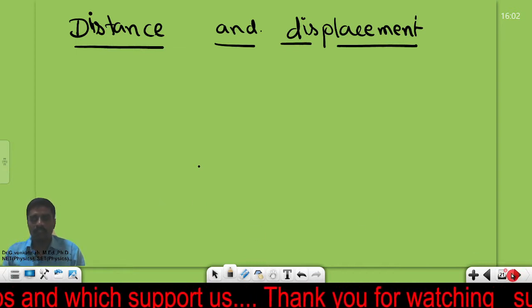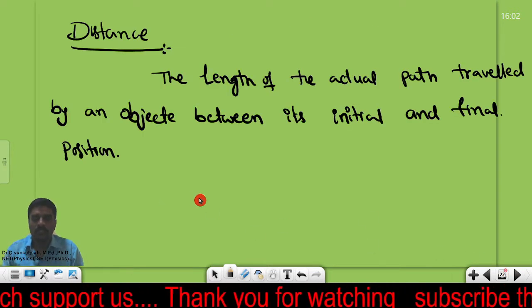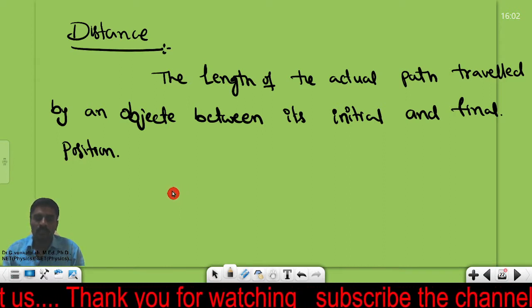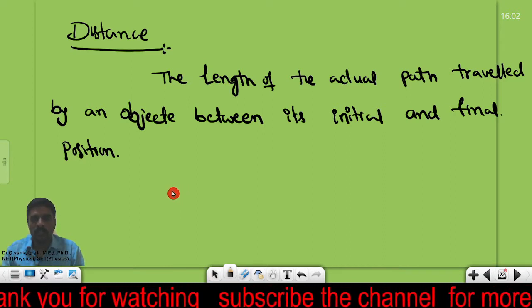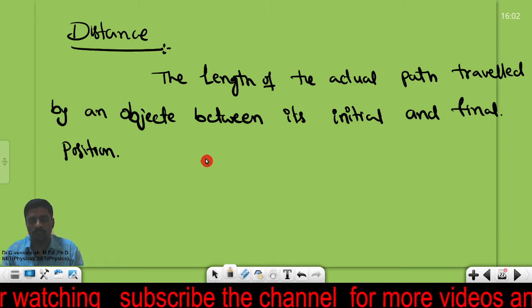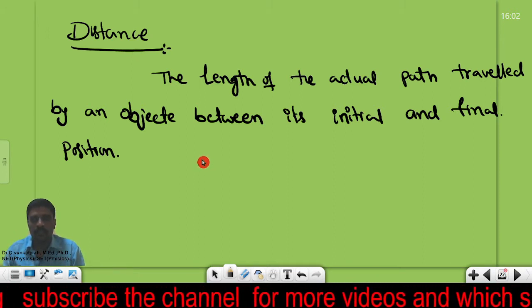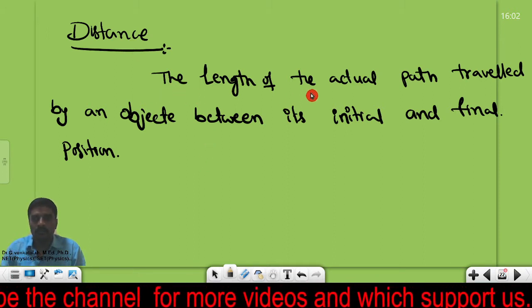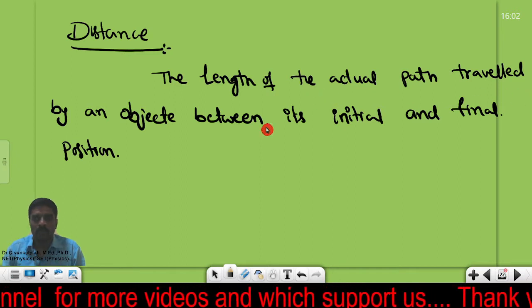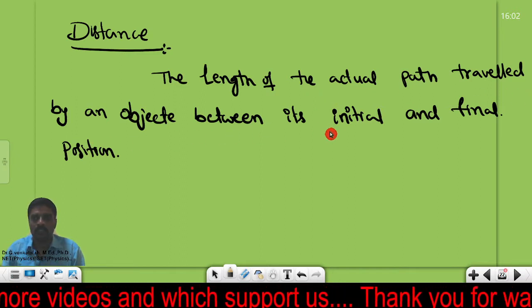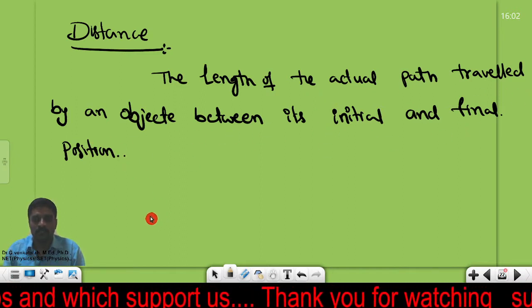What does it mean by distance? Generally, distance is the total path length followed by the object from initial position to final position. By definition, it is the length of the actual path travelled by an object between its initial and final positions.